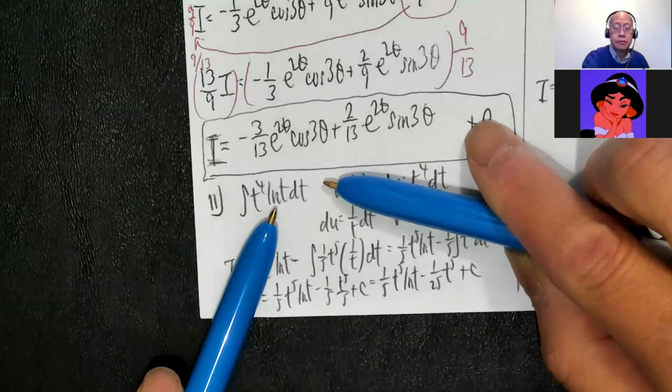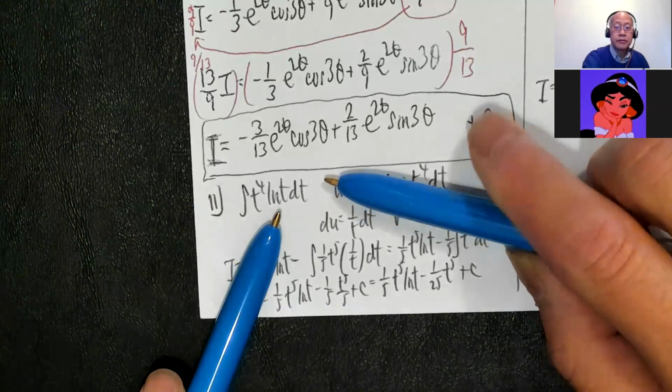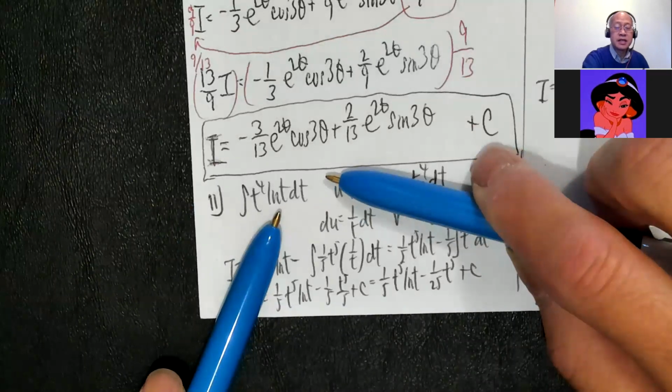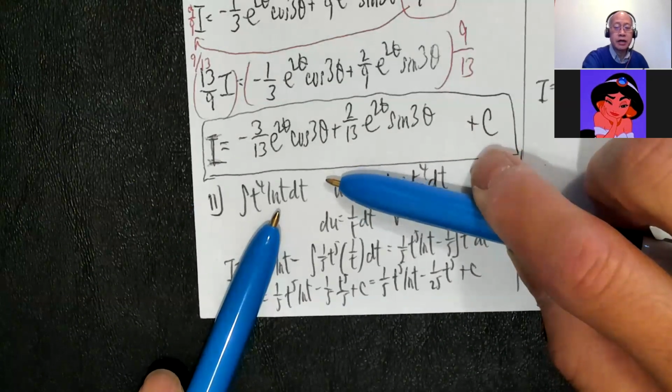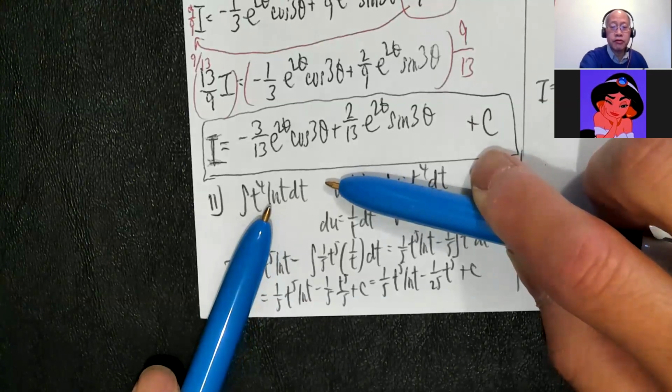Do you remember what's the derivative of ln t? 1 over t. What's the integral of ln t? Well, that was a little bit harder. I did show it to you. It was t ln t minus t. It's much more complicated. So remember we had a rule that if there's an ln involved, you'd rather differentiate ln.